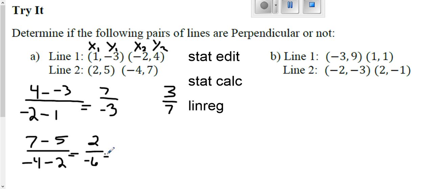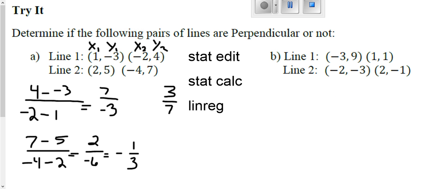And if you go ahead and divide this out, it will reduce to -1/3, which again is not the opposite reciprocal of -7/3. It should have come out to 3/7, we figured out. So these are not perpendicular. So you can write that for your final answer. I'm running out of room here. No, not perpendicular. Take a look at the other one.